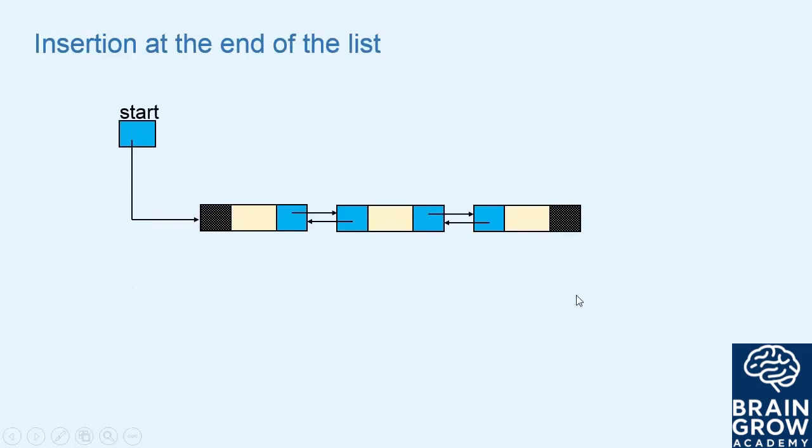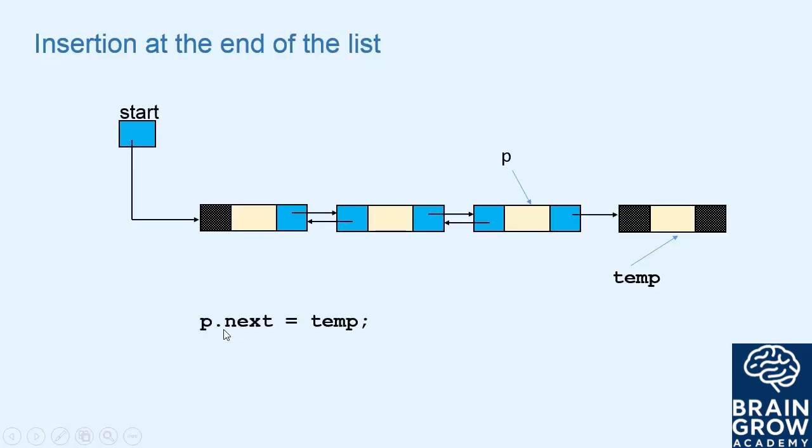Now we'll see how we can insert a new node at the end of the list. For this, we need a reference to the last node of the list. We allocate a new node. Now the next part of this node should refer to this new node. So we write p next equal to temp. Now the previous part of this new node should refer to this node. So we write temp previous is equal to p. Now we'll not change the next part of this node because it is the last node now and its next part should be null. So this is how we can insert a new node at the end of the list.